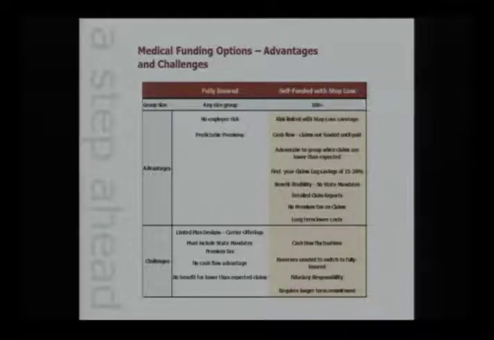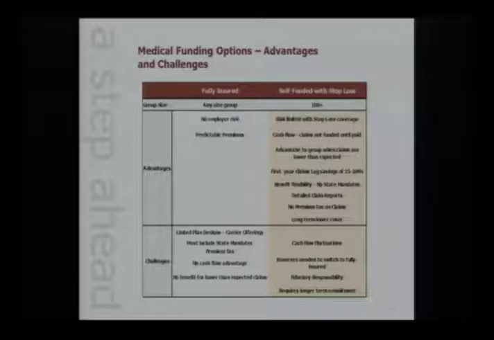When you switch from a fully funded method to a self-funded method, you're going to have 2 to 3 months where you have very low claims, and so you get to take advantage of that cash flow. Now, we recommend that you take that and put it into a reserve so that you have that if you should ever decide to return to a fully insured method. You have the ability to pay for those run-out claims.